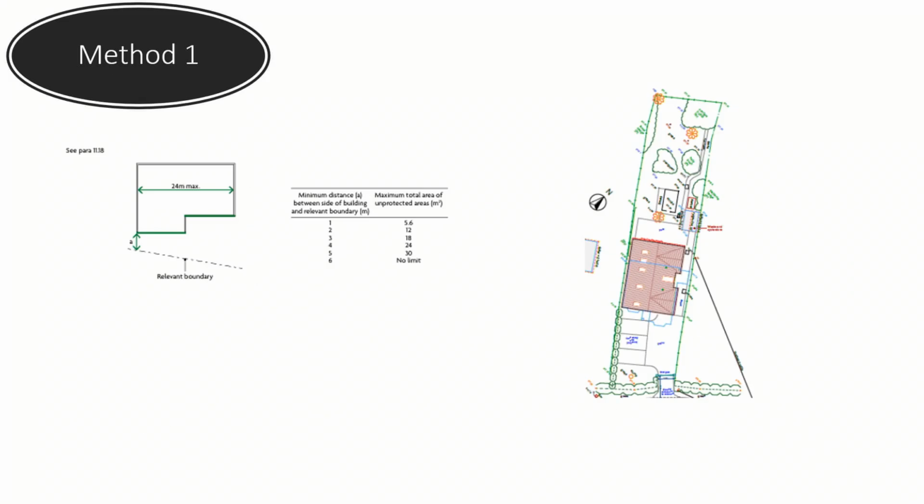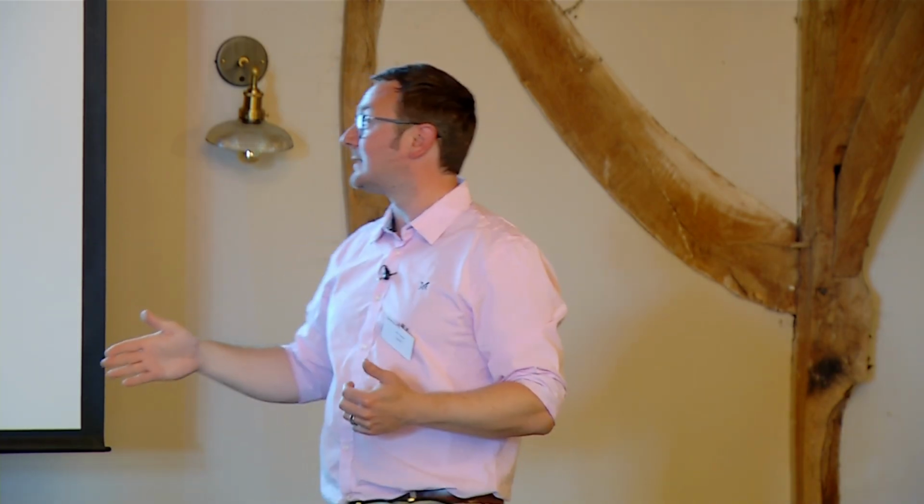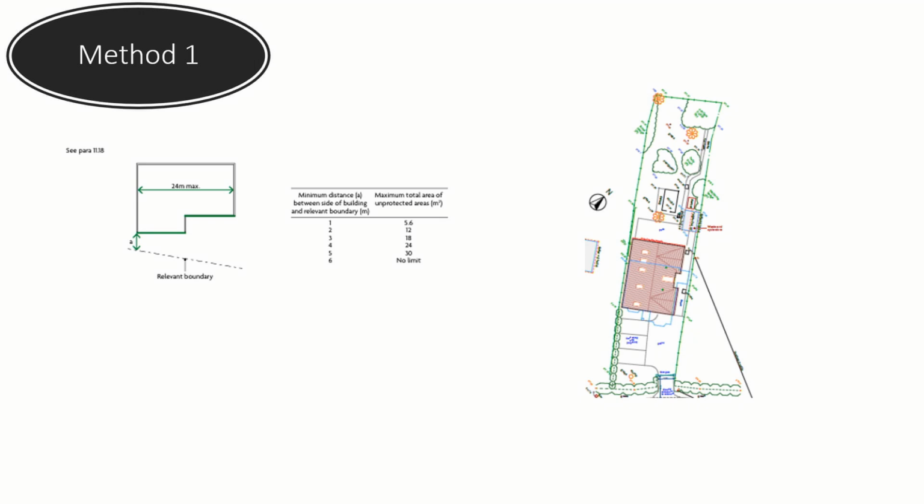As you get further away from that relevant boundary, you can increase the amount of unprotected area. So 1 to 2 metres, you can have 5.6 metres squared, 2 to 3 metres, 12 metres squared, 3 to 4, 18 metres squared, and on. Now there's method 1 in ADB, there's also method 2, and so you can increase the extent of unprotected area as you get further away from the relevant boundary.